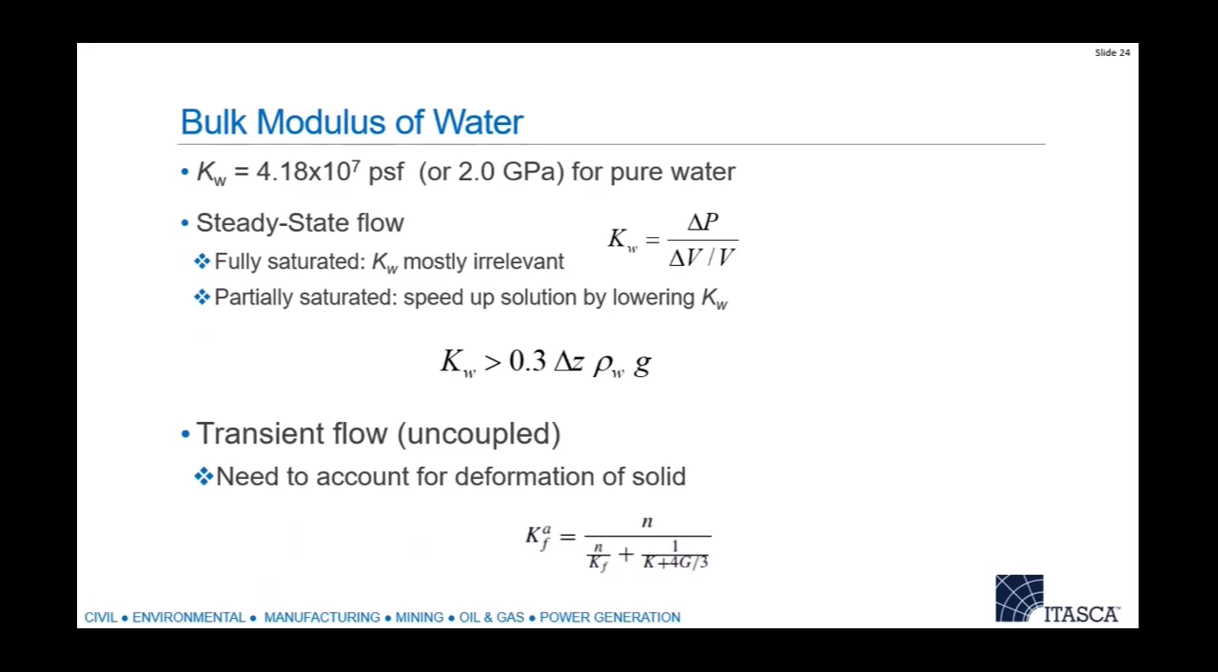Bulk modulus of water, 4.18 e to the 7 pounds per square foot, or 2 GPa. Okay, that's a high number, especially if you're doing soils.